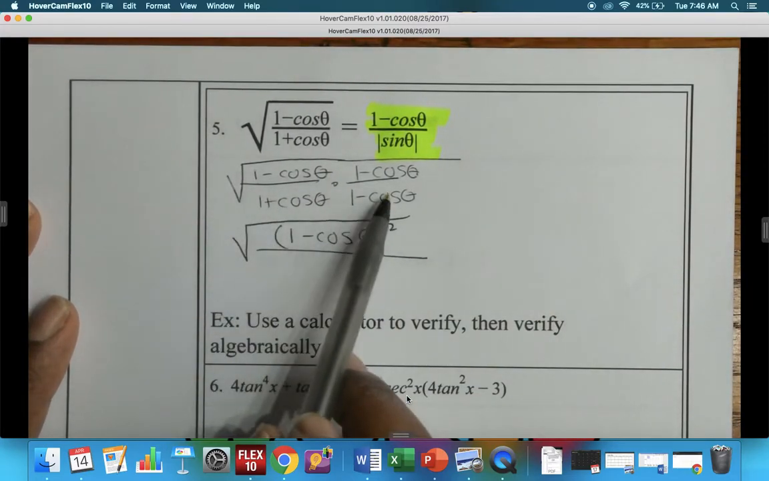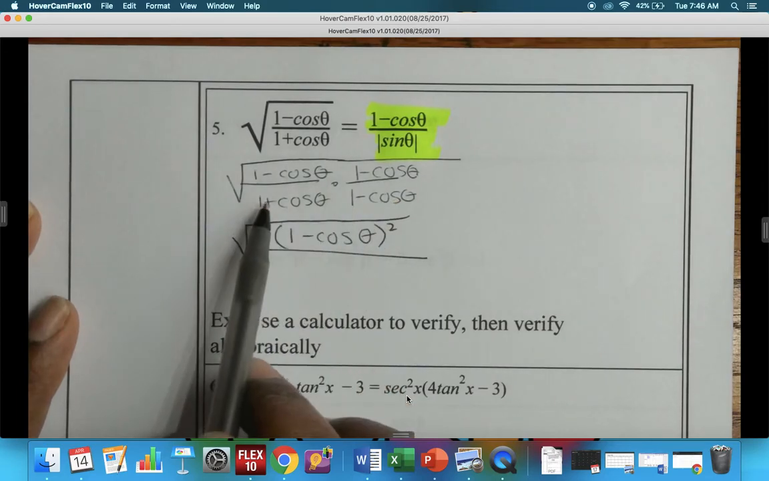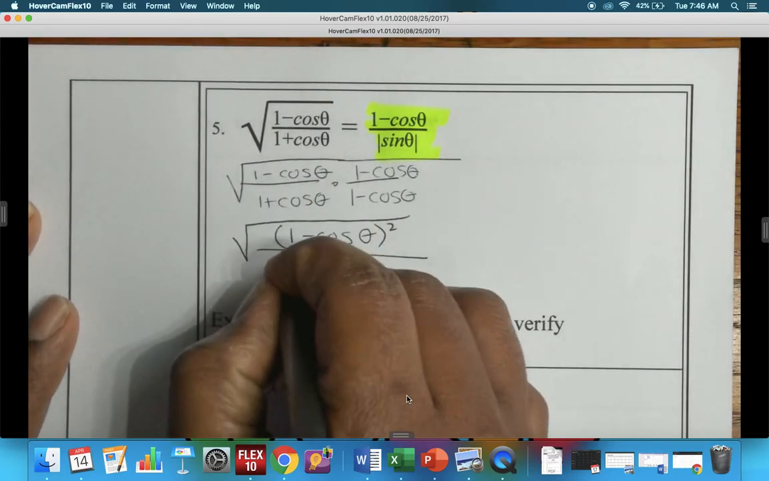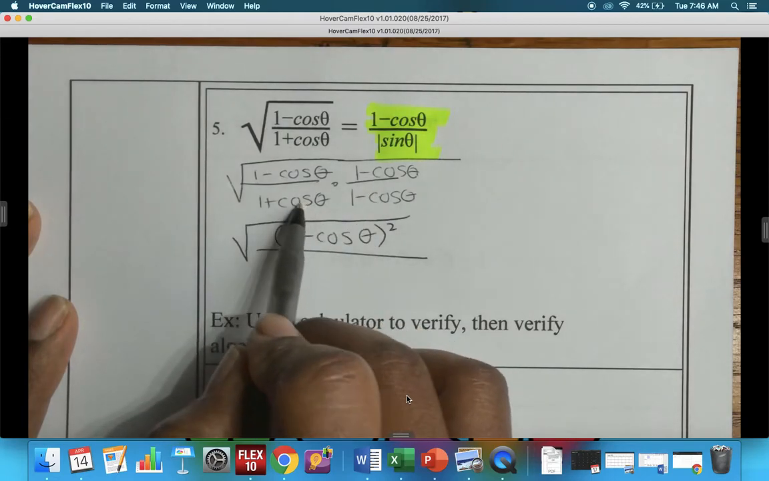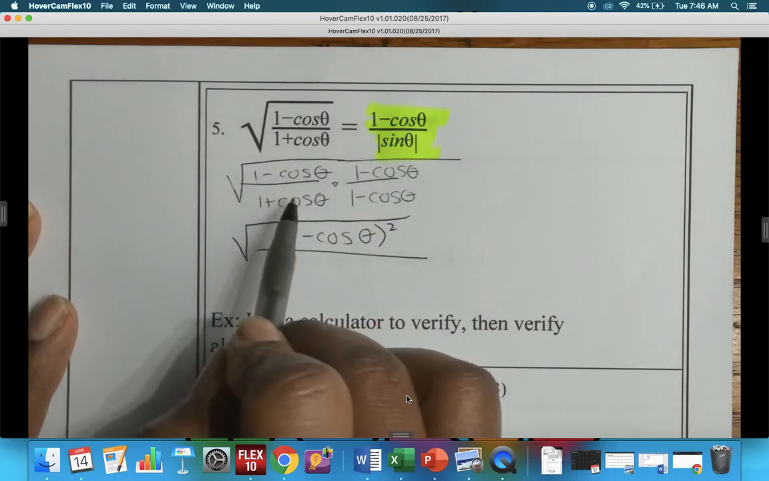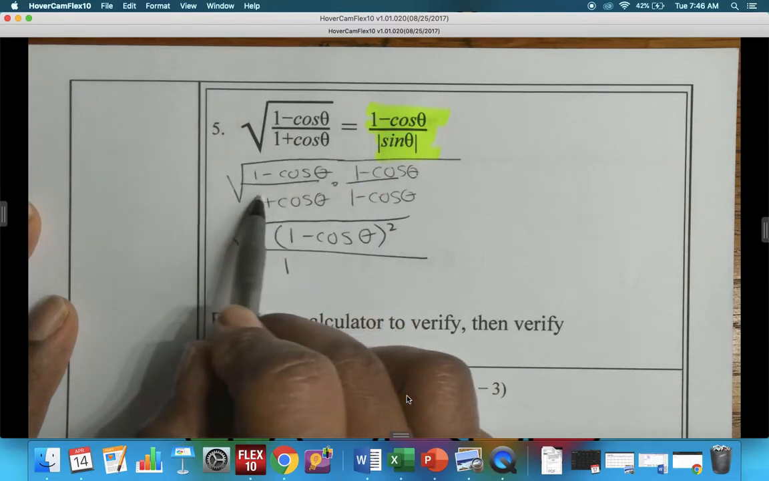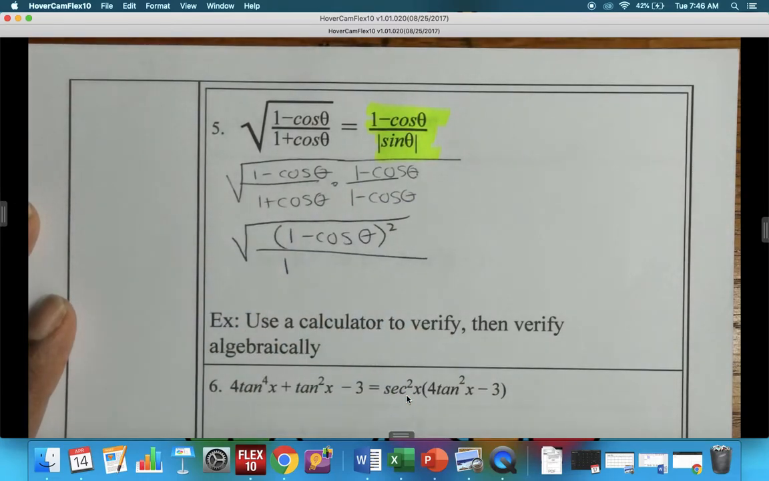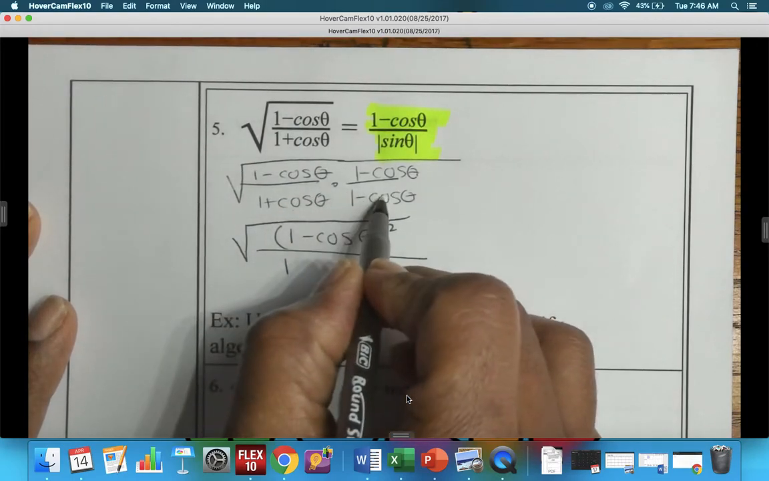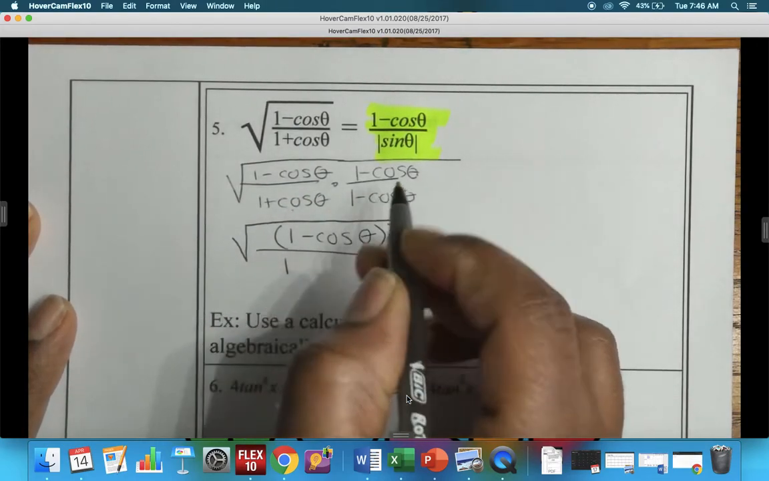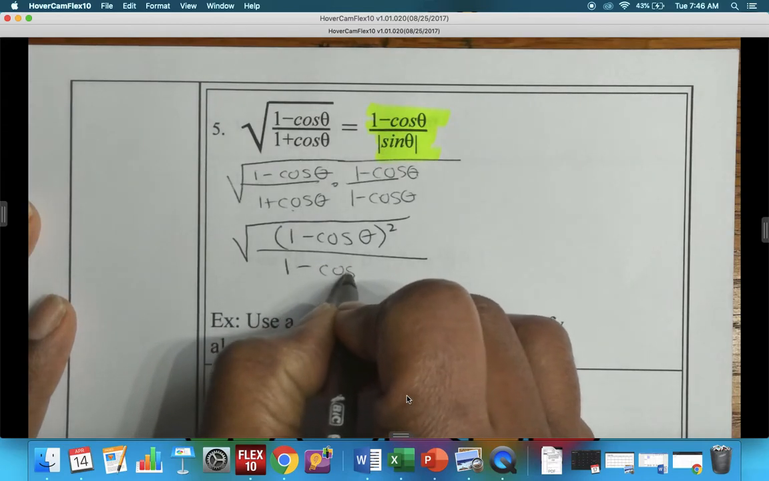Denominator, I have to use a little FOIL because they're not exactly the same. So 1 times 1 gives me 1. 1 times negative cos is negative cos. Cos times 1 is positive cos. Negative and positive cancel out. If you need to see that, go ahead and use FOIL or box method and multiply it out. And you'll see that the middle terms here cancel out. And then lastly, cos times cos gives me cos squared.